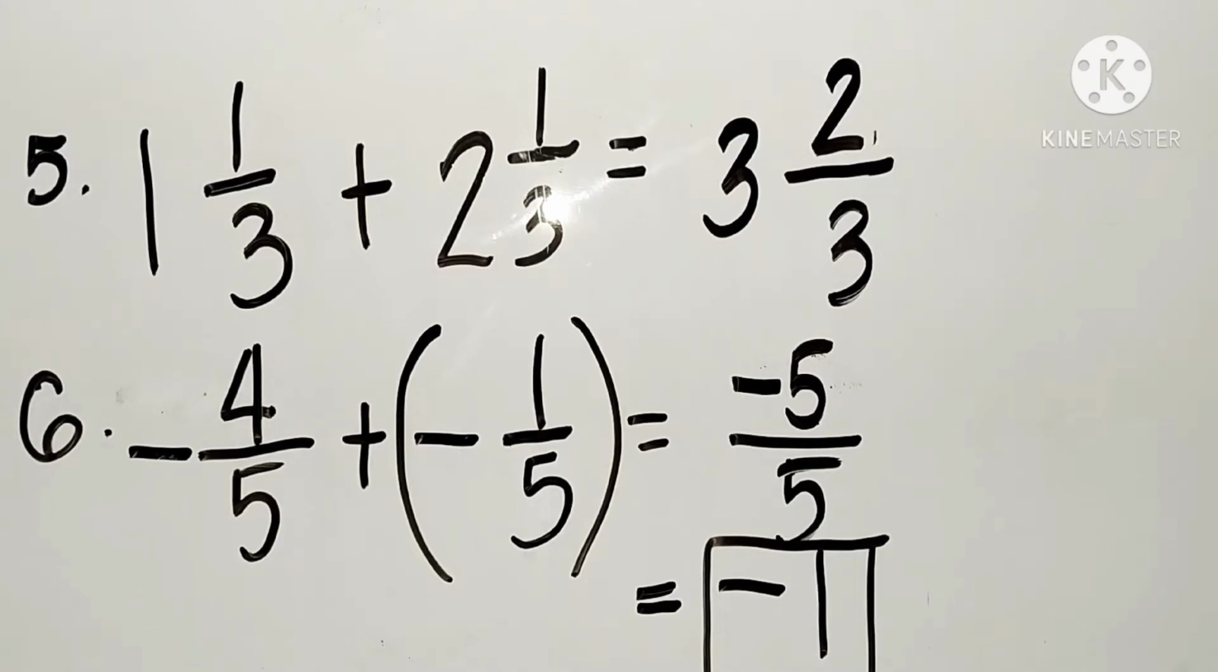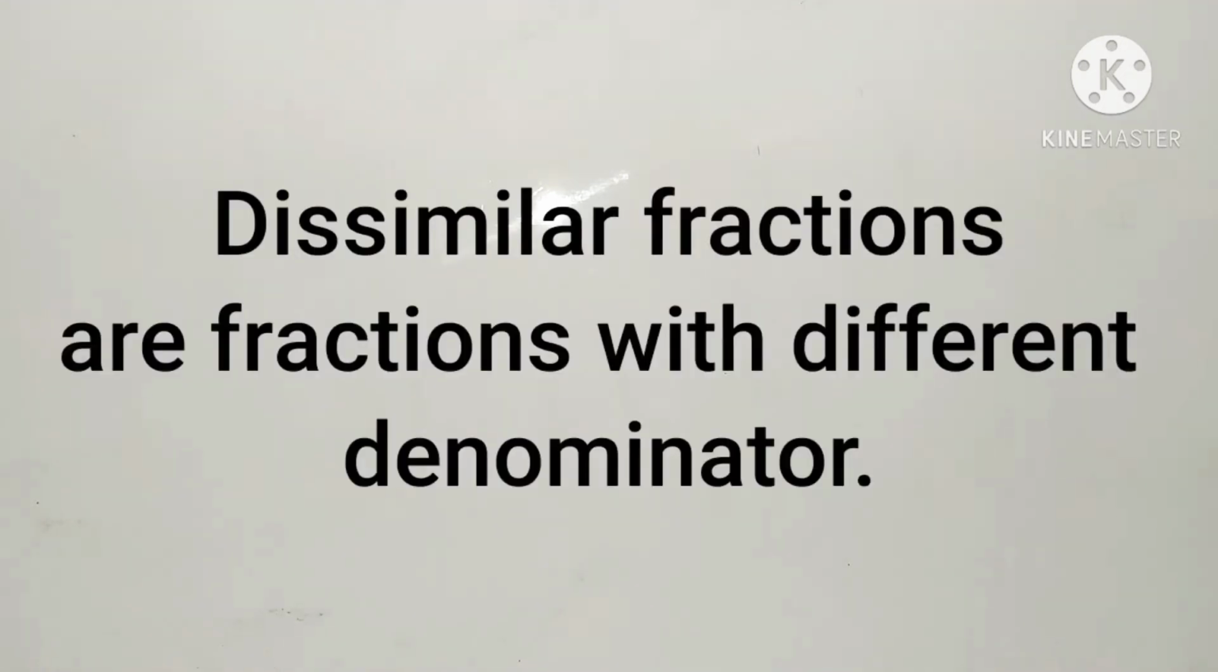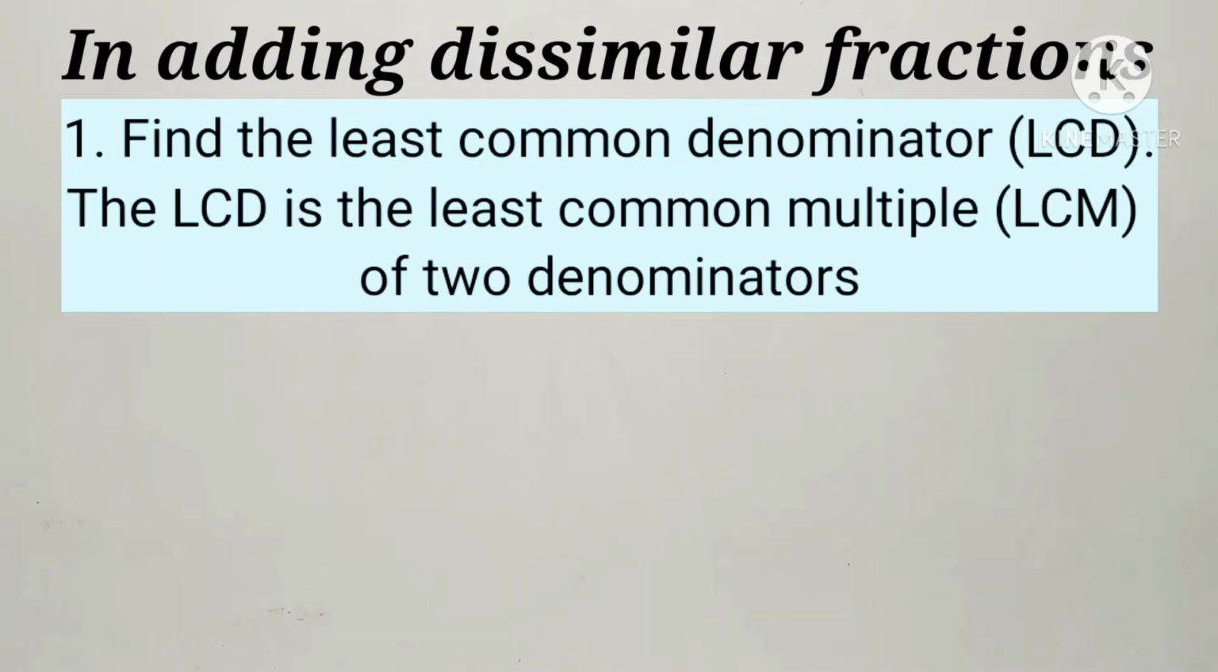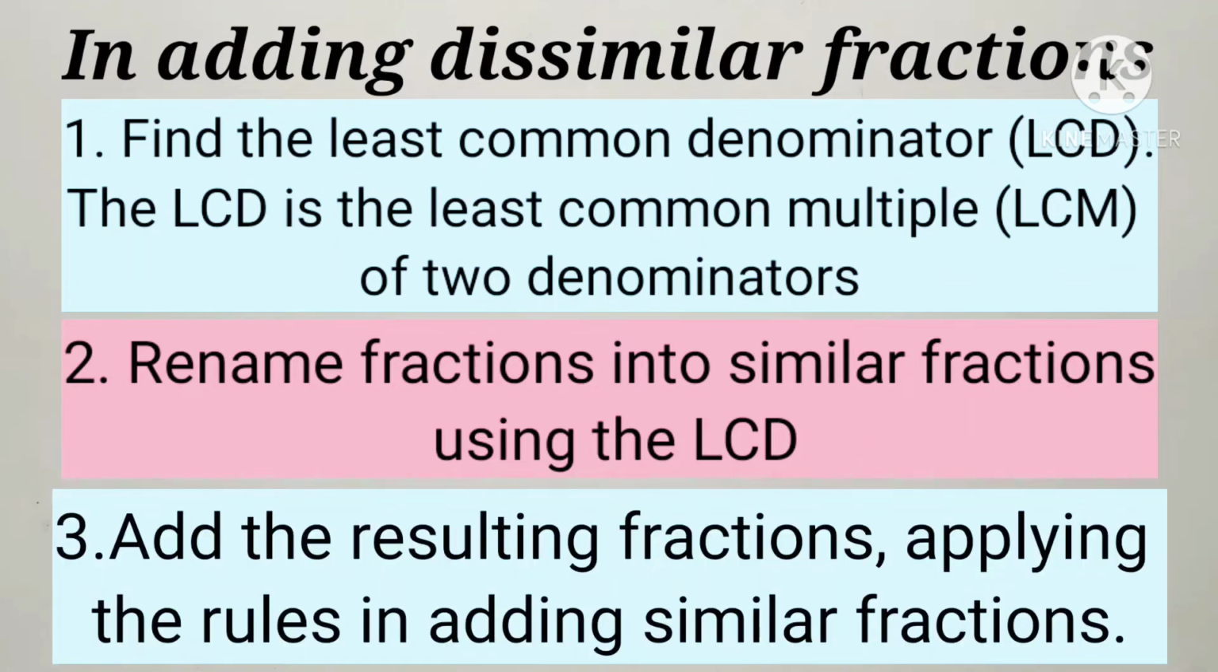Punta naman tayo sa dissimilar fraction. So, paano ba mag-add kapag dissimilar fractions? When we say dissimilar fraction refers to fractions with different denominators. Adding dissimilar fraction, number 1, find the least common denominator or LCD. The LCD is the least common multiple of the denominators. Number 2, rename fractions to similar fractions using the LCD. Number 3, add the resulting fractions applying the rule in adding similar fractions.